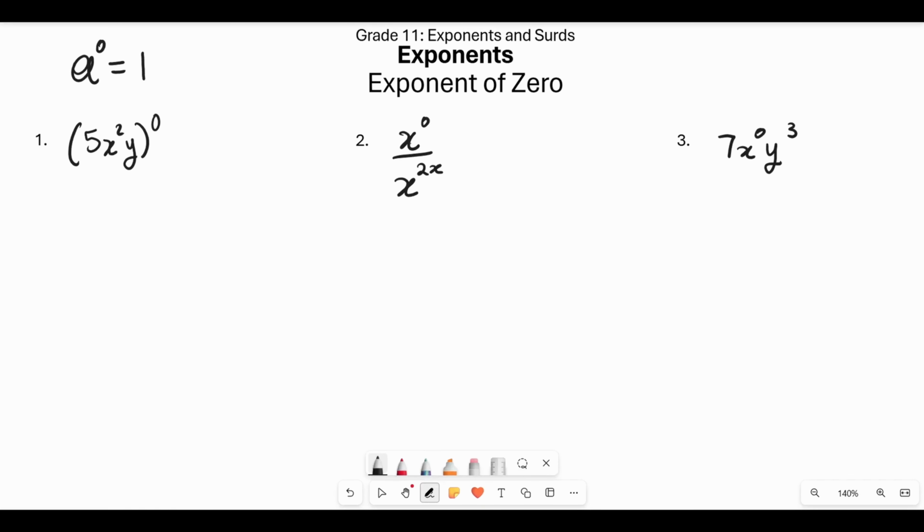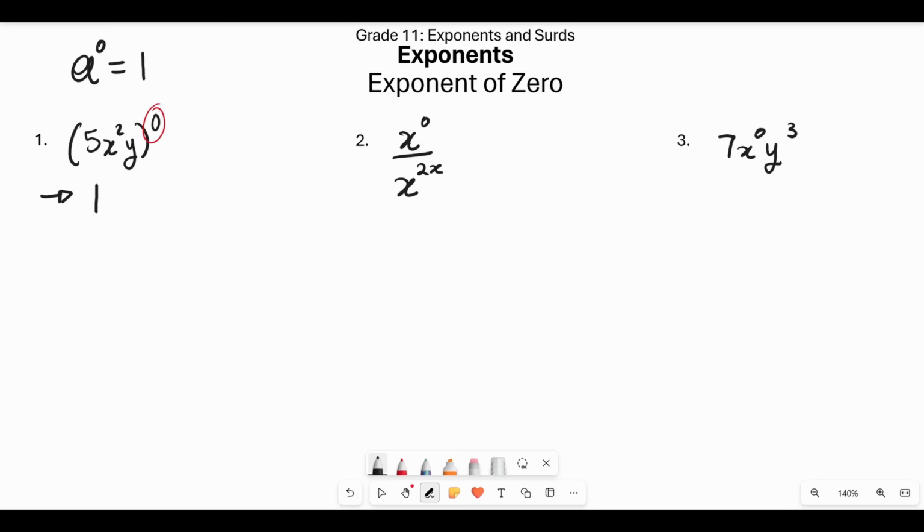Of 0. This is the 0 that we're talking about, raised to the power of 0. That means everything that is inside the bracket is going to convert into what? Into 1. Then, secondly, we have x to the power of 0 all over x to the power of 2x.